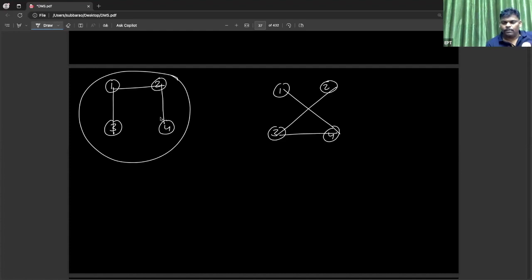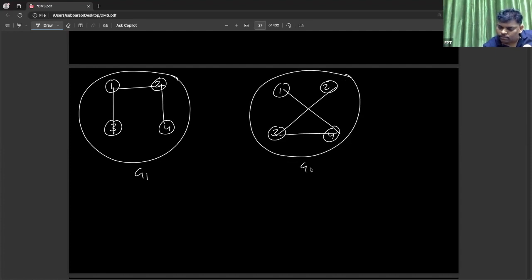Yeah. So this is G1, and this is G2. Right, now let me ask you one by one. Careful. Everyone observe. G1 has 4 vertices, G2 also has 4. One more nice point.